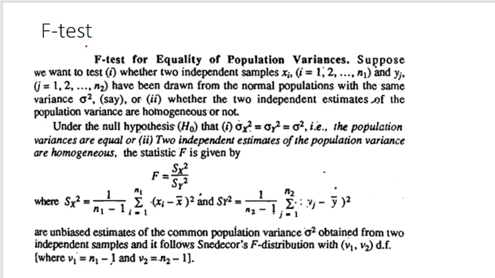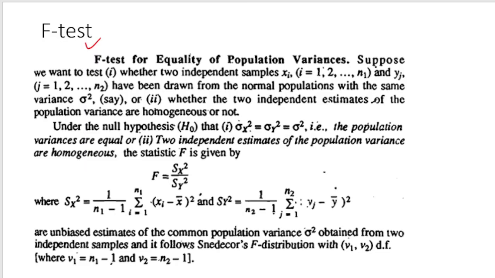So what is F-test? F-test for equality of population variance. We have seen T-test earlier, and in one of the T-tests we have seen that I was testing whether the sample mean is equal to the population mean or not. Means single mean T-test. So based on the sample, we were estimating whether the X bar is equal to mu or not.